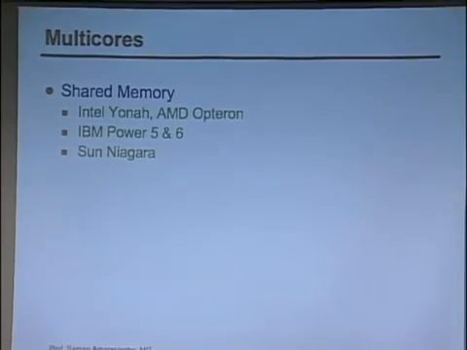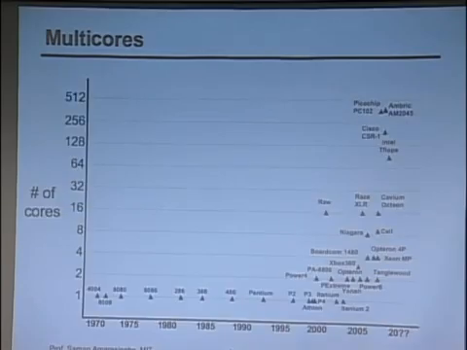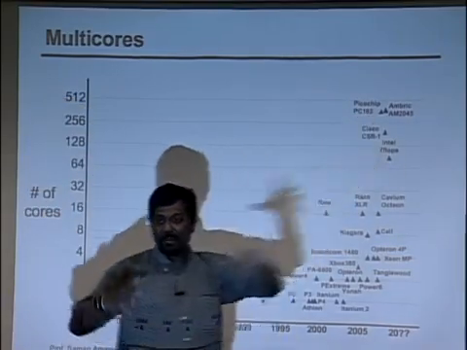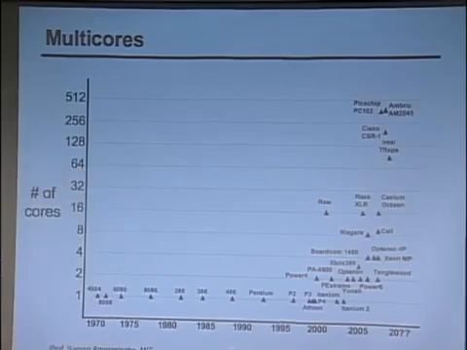So the reason in this graph you can have 512 is because it's not a Pentium-size thing sitting in there. You are putting very simple small cores and having a huge amount of them. So for some class of application, that's also useful.